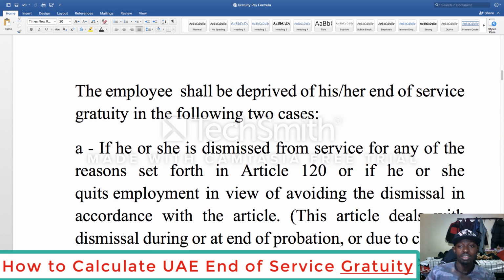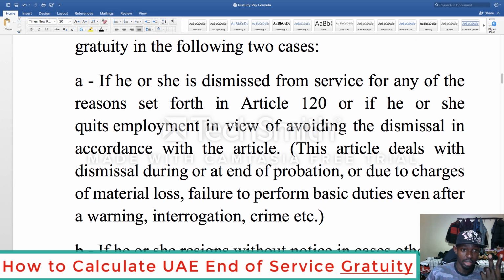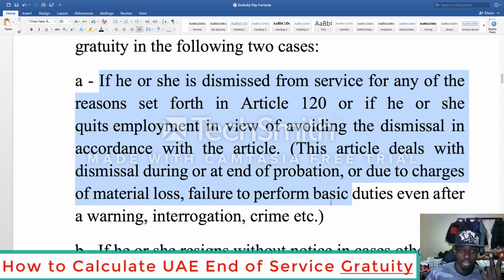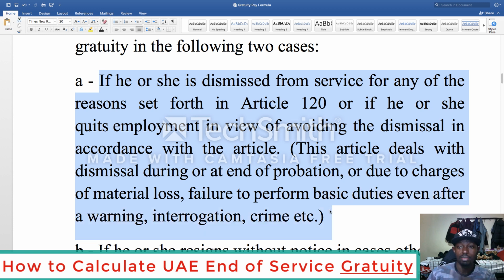The employee shall be deprived of his or her end of service gratuity in the following 2 cases. Case number 1, if he or she is dismissed from service for any of the reasons set forth in Article 120, or if he or she quits employment in view of avoiding the dismissal in accordance with this article. Now, this article deals with dismissal during or at the end of probation due to charges of material loss, failure to perform basic duties, interrogation and crime.